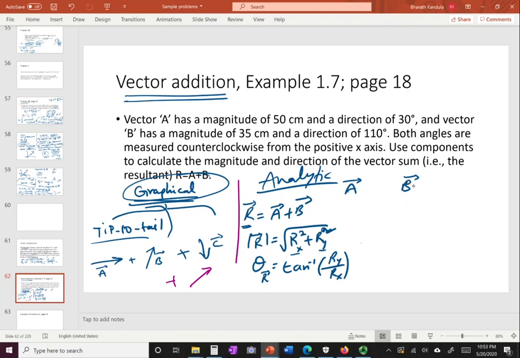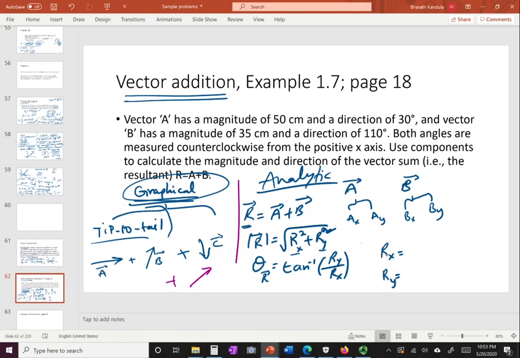Now how do we find the x component of the resultant and the y component of the resultant? See, from this vector A, you can resolve it into two components, Ax and Ay, and this is also Bx and By here. Okay, right.